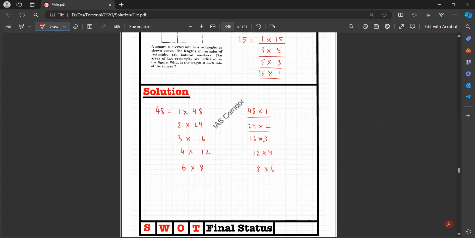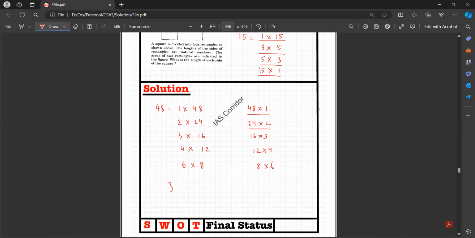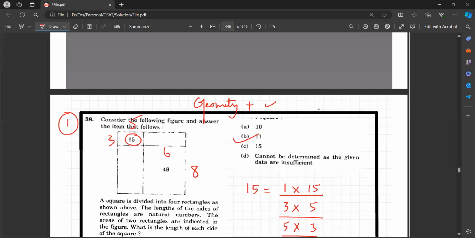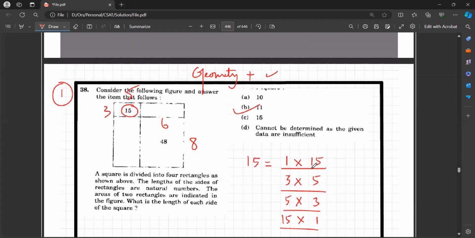If you take 3 into 5, which pair? Now you can clearly see you need a higher number here. What is that higher number? Can I get 8 into 6 here? Yes, 8 and 6. You can see 8 plus 3 is 11, 6 plus 5 is 11. So this pair is feasible, because here it will be 3, here 5, this will be 8 and this will be 6, 48 and here 15. Now the length becomes 11 this side, 11 the other side also. Is it clear? So we're done with question number 1. The side of the square would be 11.